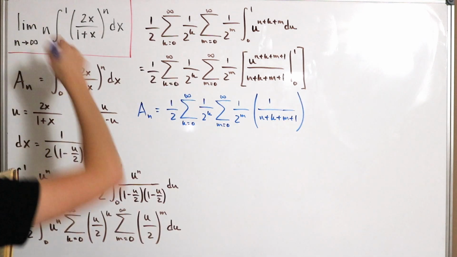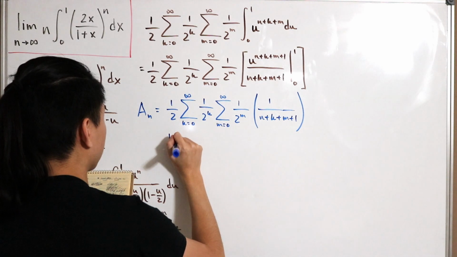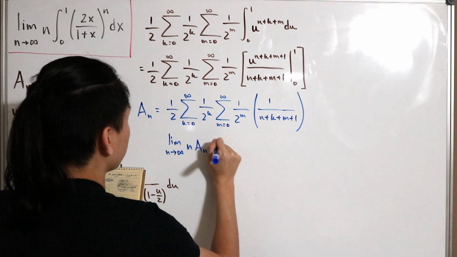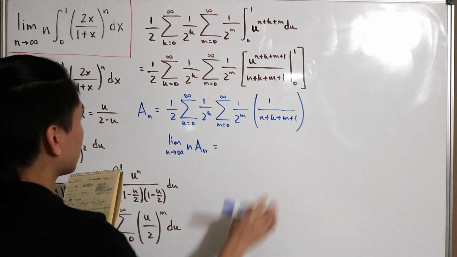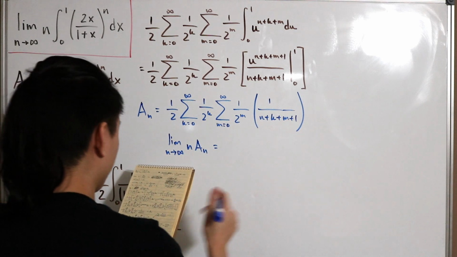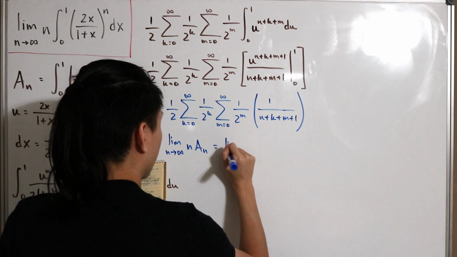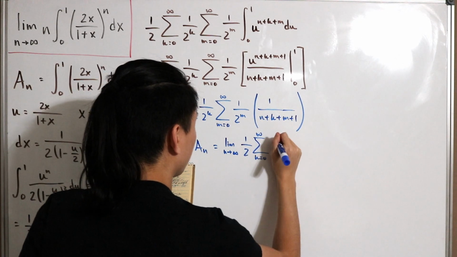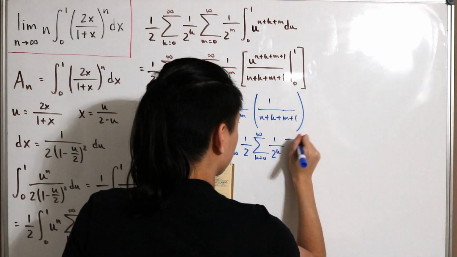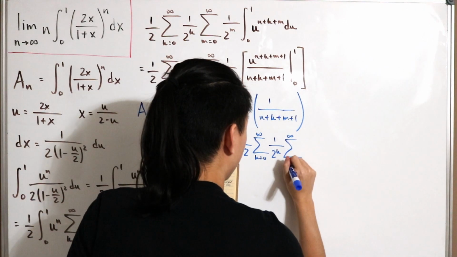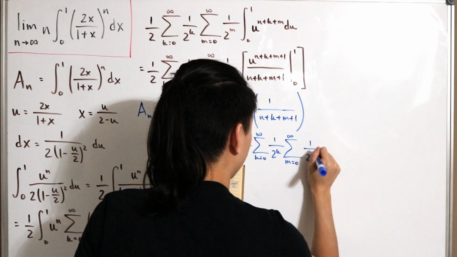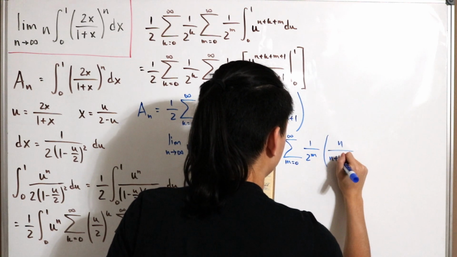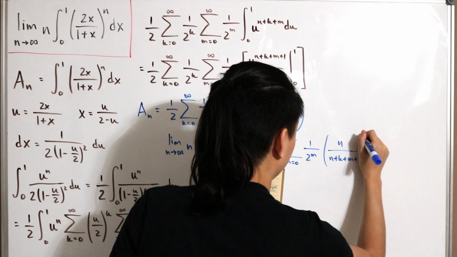So now we go back to our given. We can write this as our original limit: the limit as n approaches infinity of n times a sub n. Then just distribute the n to everything over here. So we have the limit as n approaches infinity of 1/2, the infinite sum k equals 0 of 1 divided by 2 to the power k, multiplied by the infinite sum again, m equals 0 of 1 divided by 2 to the power m, multiplied by n divided by n plus k plus m plus 1, just like that.